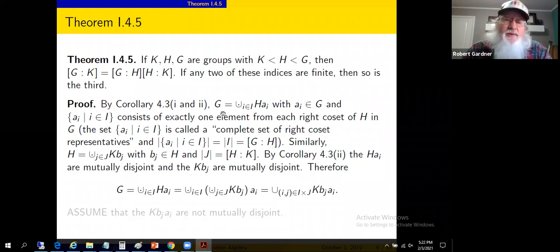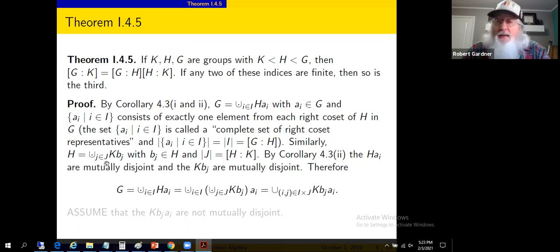So this allows us to write G as a disjoint union of right cosets of H. But K was a subgroup of H, so we could do the same thing for the right cosets of K in H. Similarly, we could take group H and write it as a disjoint union of right cosets of K.